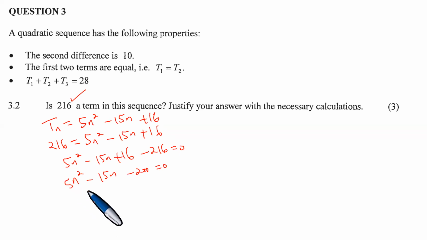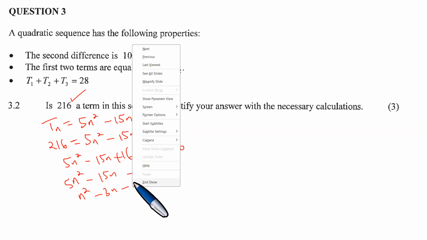So this is 5n squared minus 15n. The 16 minus 216 is minus 200. You divide through by 5. What is 5 divided by 5? It is just 1. You divide 15 by 5, which is 3n. If you divide this one by 5, you get 40.